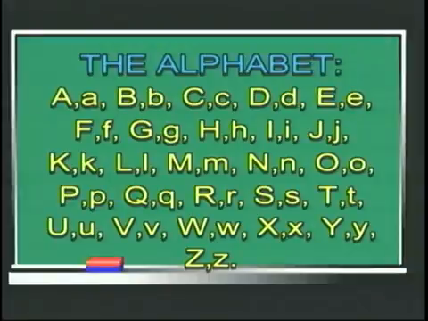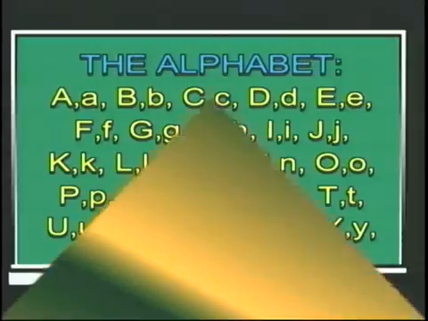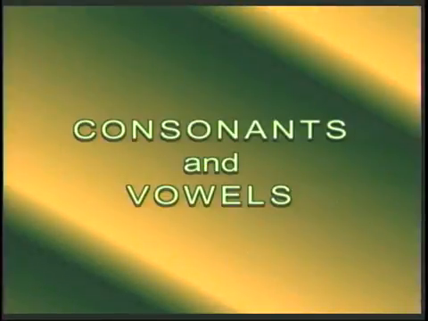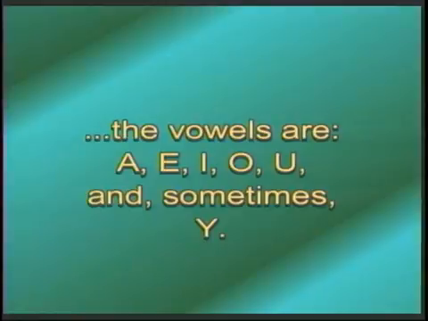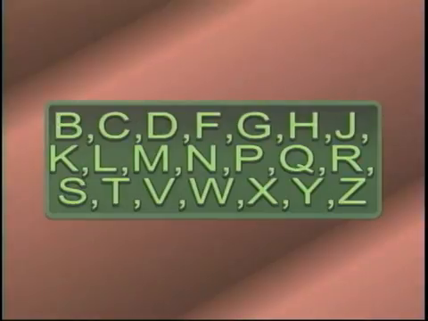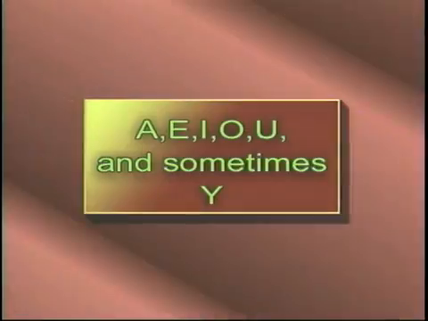What do you have to know first? You have to know that there are two kinds of letters in our alphabet: consonants and vowels. The vowels are A, E, I, O, U, and sometimes Y. All the other letters are consonants. If you don't know them, place the VCR on pause and learn them now. Up to this point, you may not have given much thought to how important the vowels A, E, I, O, U, and sometimes Y are.